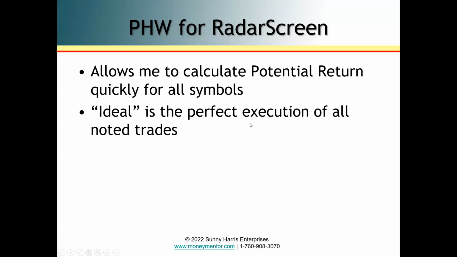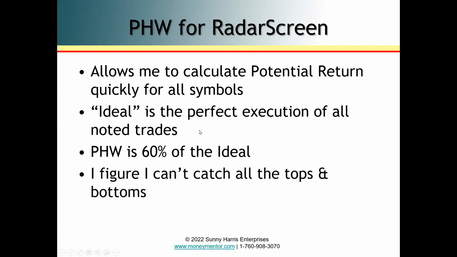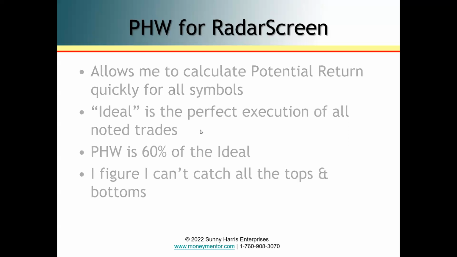Here's the same thing for RadarScreen, which is like a spreadsheet, and it shows me the potential return quickly for all symbols, anything I want to put in the RadarScreen. Now, ideal is the perfect execution for all of the trades that we noted with the yellow dots. But the PHW is 60% of the ideal. I figure I can't catch all the tops and bottoms, so I give 20% back on the beginning and 20% back on the end. And that's why I use 60% for a more realistic value.